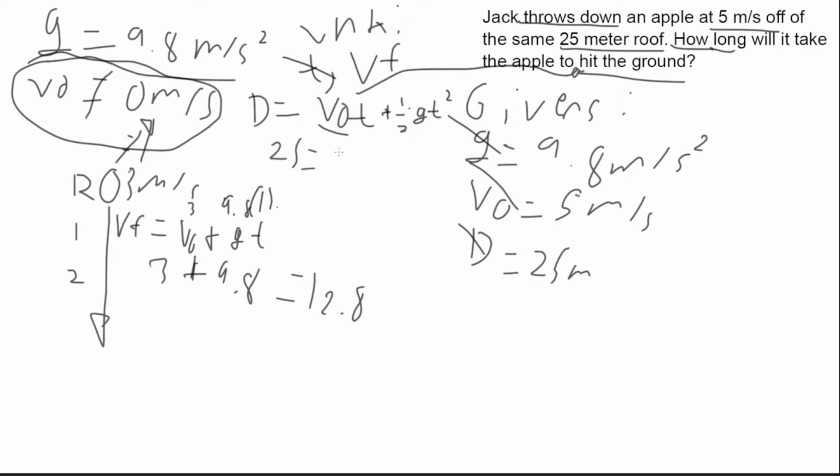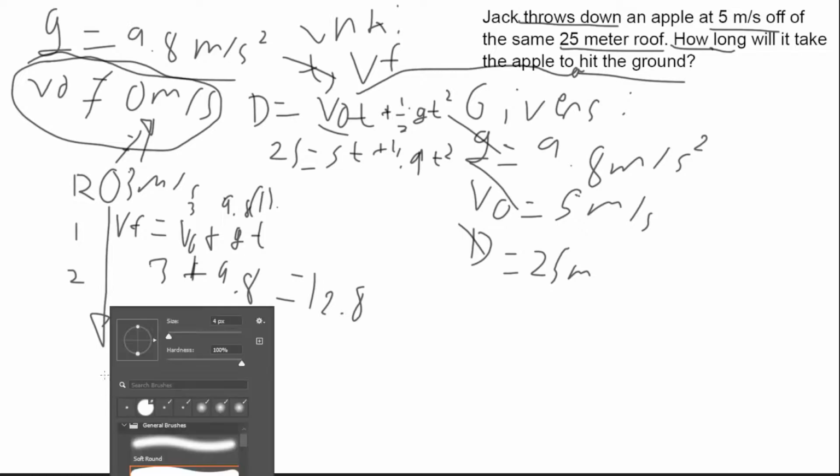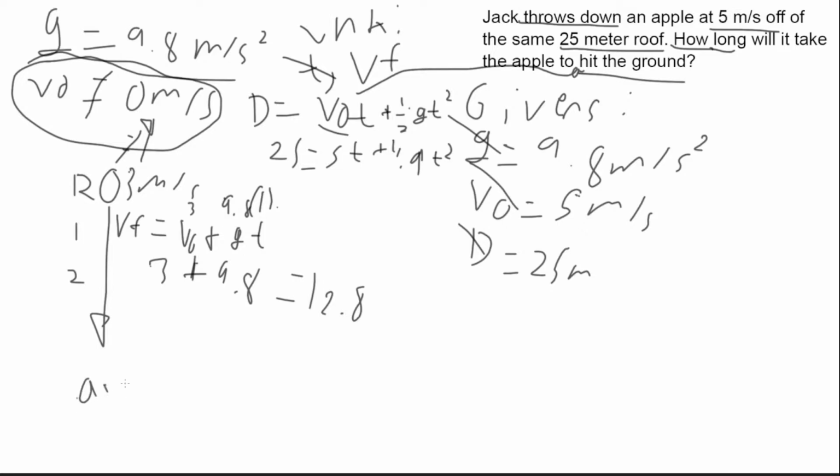So 25 equals 5t plus 4.9t squared. We're using 4.9 just to do this mathematically really quick, since g is 9.8, divided by 2. So now we have the problem laid out for us. We could just solve this right now, but we're not going to. We're going to put it in standard form, which is ax squared plus bx plus c is equal to 0.